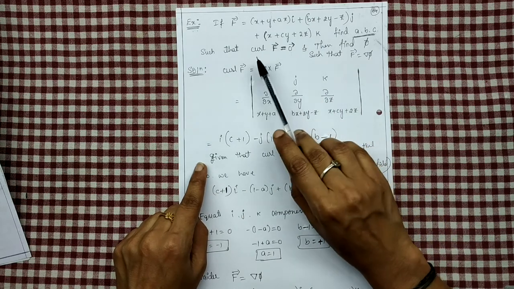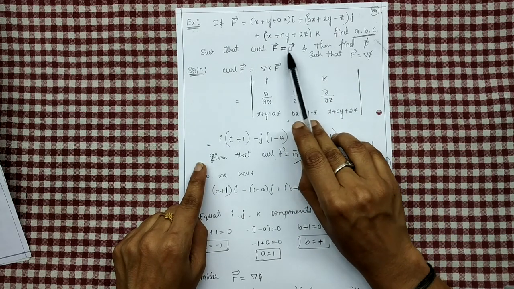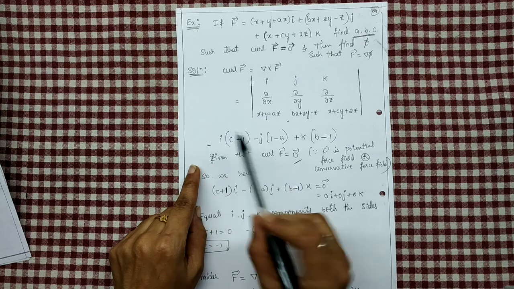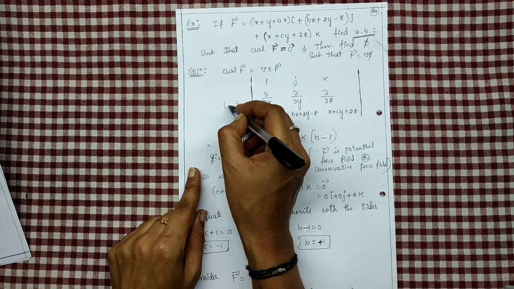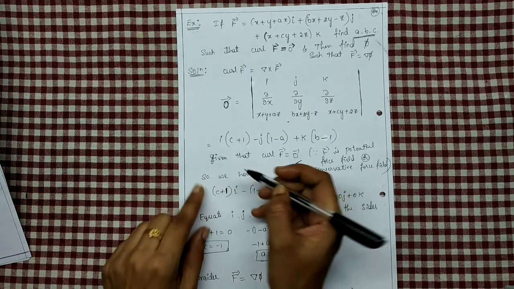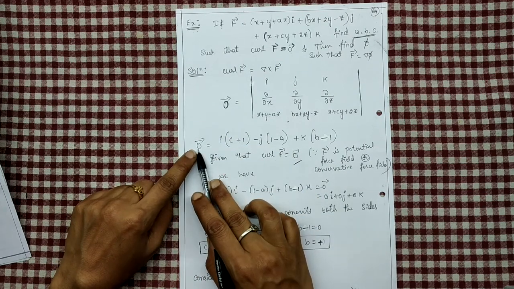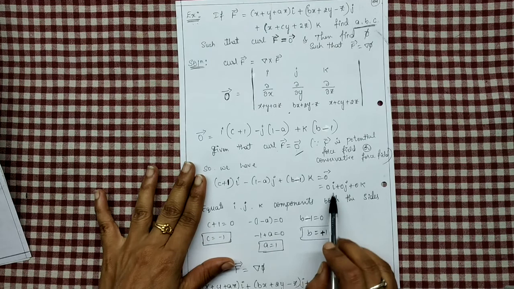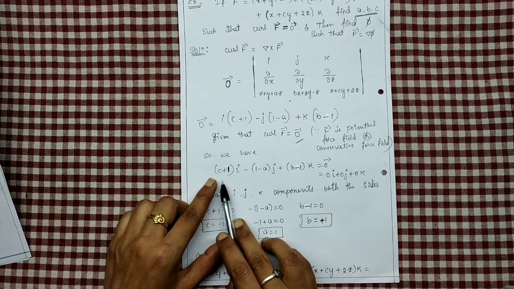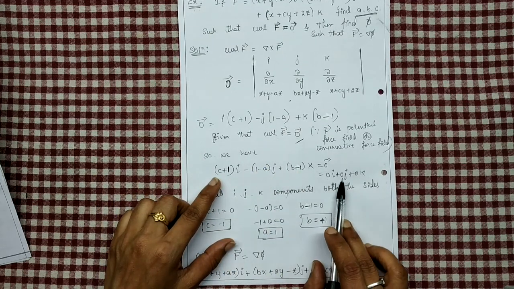See what they told? They told that curl f is equal to 0. See left hand side, let us have this 0 vector. Curl f is equal to what they have given. They given that it is 0 vector. 0 vector can be written as what? 0i plus 0j plus 0k, isn't it? See, that is written here. This I have taken here. This is equal to 0i plus 0j plus 0k.